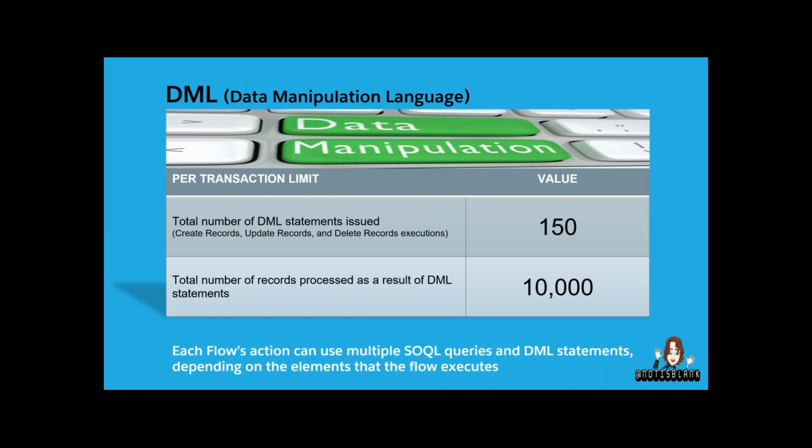DML limits. So when we're creating records, updating records, and deleting records, we're actually doing what's called a DML, and we're allowed 150 per transaction. In one flow, you could use multiple SQL queries and multiple DML statements without even realizing it, unless you really understand what's happening with your automation.